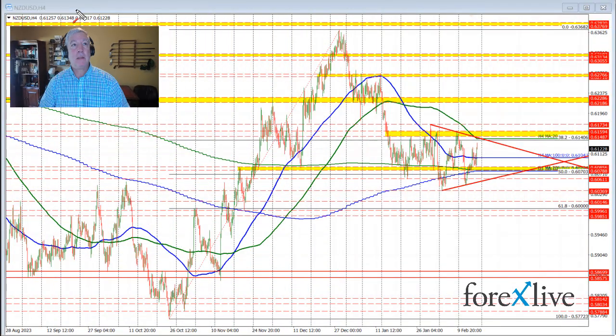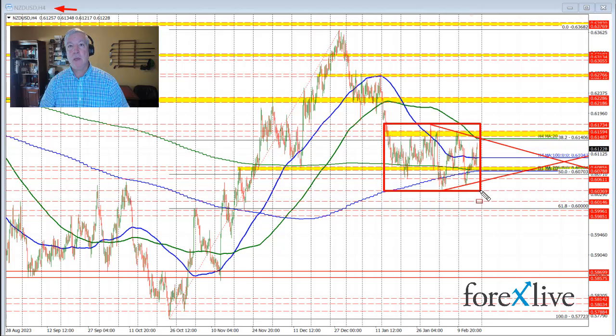This is the weekend look going into the new trading week starting February 19th for the New Zealand versus US dollar from a technical perspective. So let's get started. I'm going to take a look at the 4-hour chart here. And what I want to point out is this whole range right here.